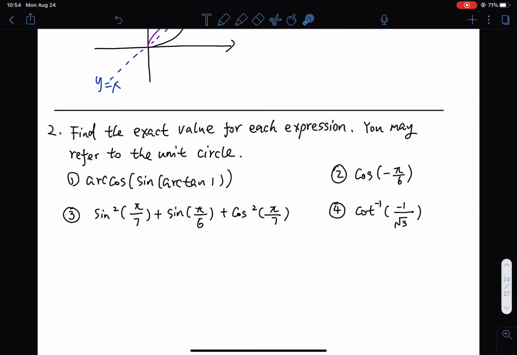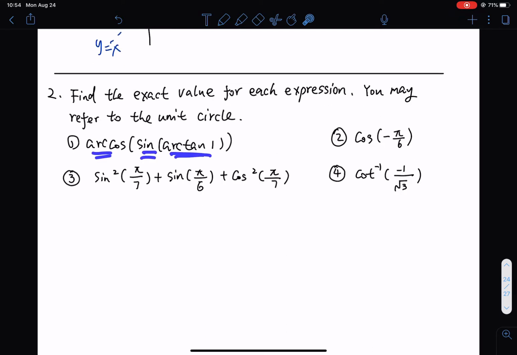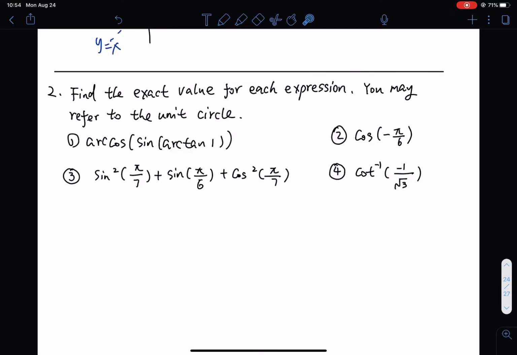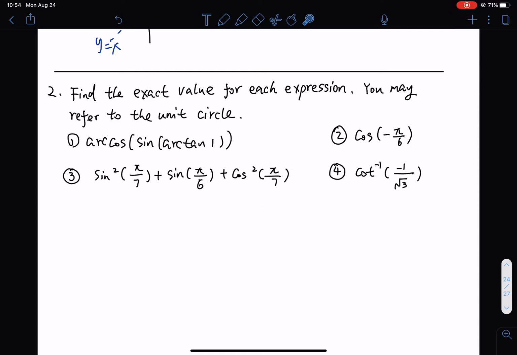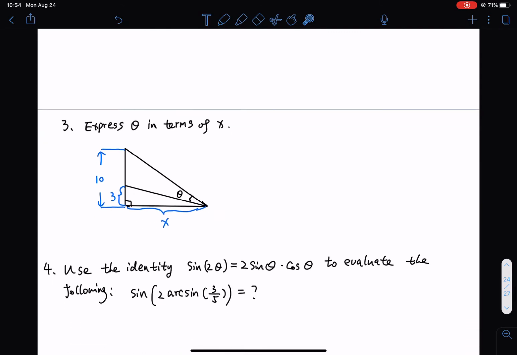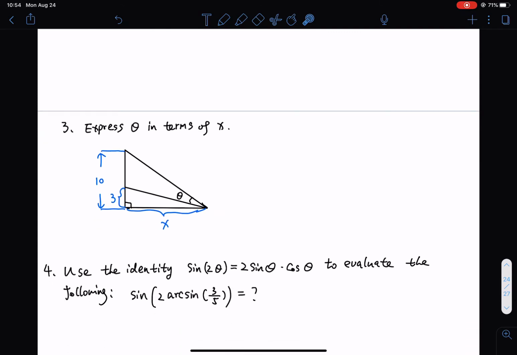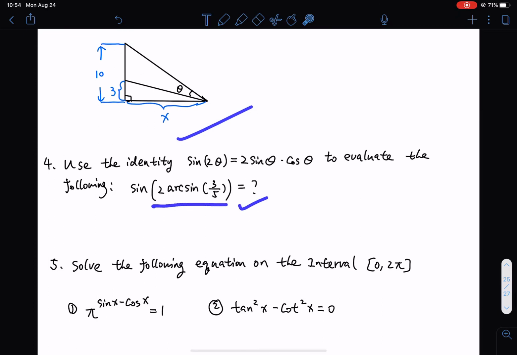The second question is this one. Even though it's long, just break it into pieces. This one first, this one second, this one third. This is a little bit tricky. So if we use this one and that one first and then plus this one, it will be easier. This is pretty similar to the triangle.